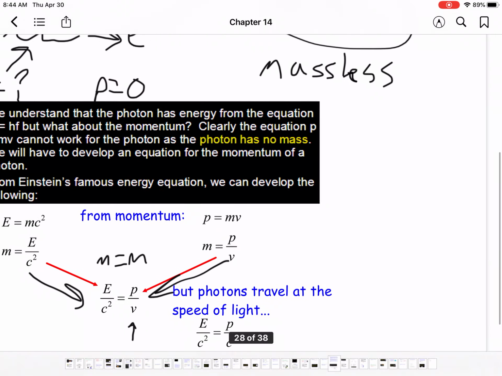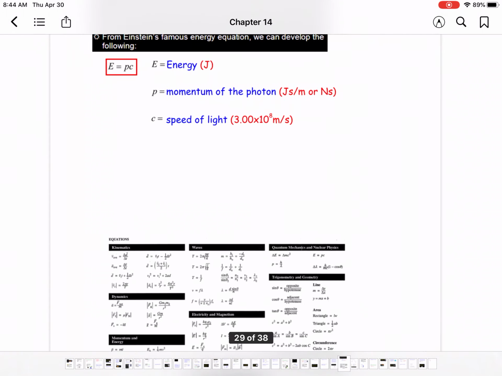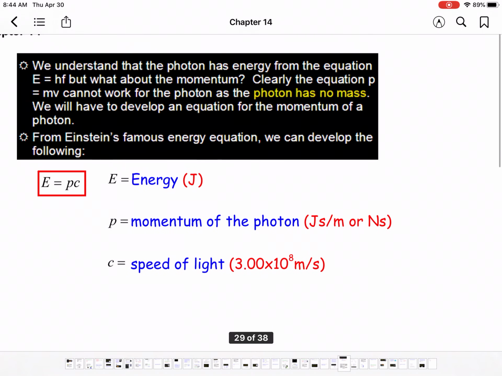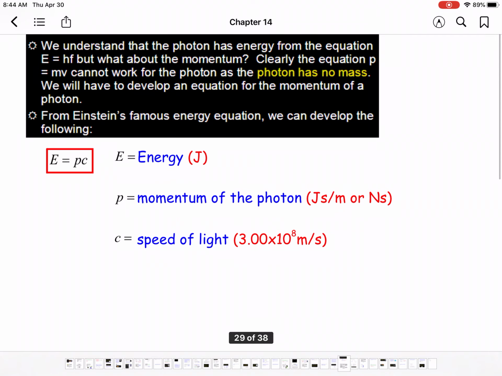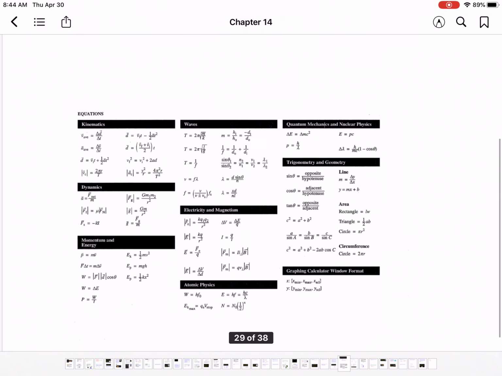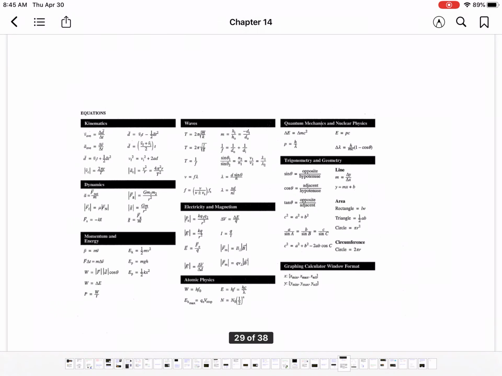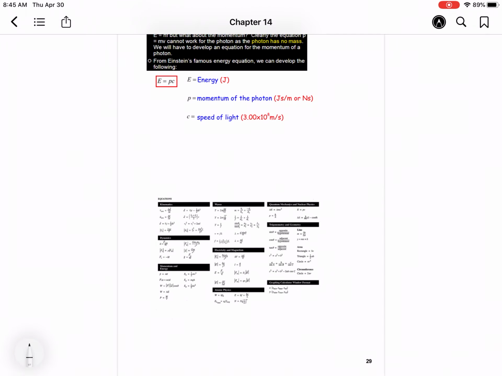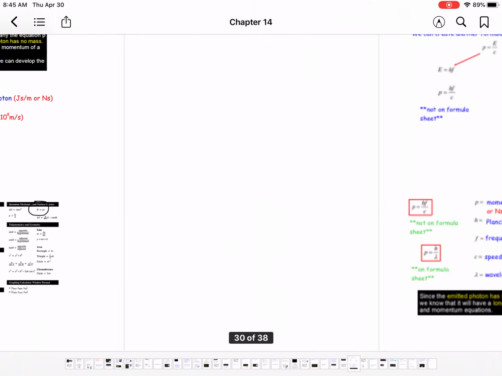And then we can also break this down into more things. So this equals pc: energy in joules, momentum in joule seconds per meter, or newton seconds, and the speed of light is 3 times 10 to the 8. And that equation is right here on our formula sheet, under quantum mechanics and nuclear physics.